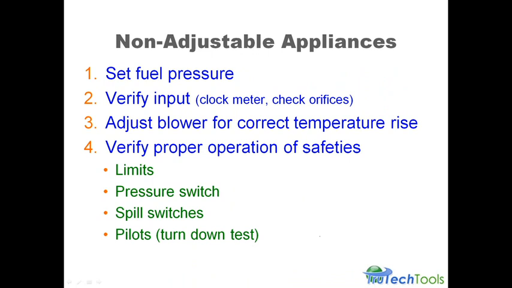After we get that input correct, we're going to adjust the blower for correct temperature rise. We're going to verify proper operation of the safeties, and that would be the limits, the pressure switch, the spill switches, and the pilot. If you have a pilot, and we're talking probably larger commercial boilers here with pilots on them anymore today, you have to do the pilot turn down test, which simply means that the smallest pilot that'll hold in the pilot safety also has to light the burner within 2 seconds, right?